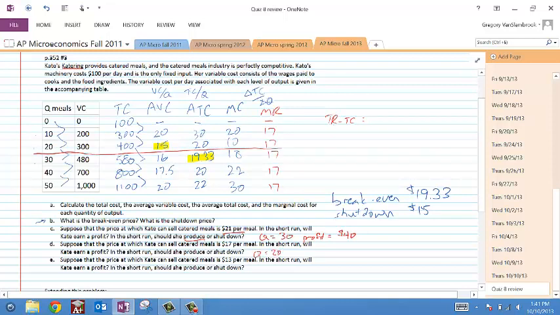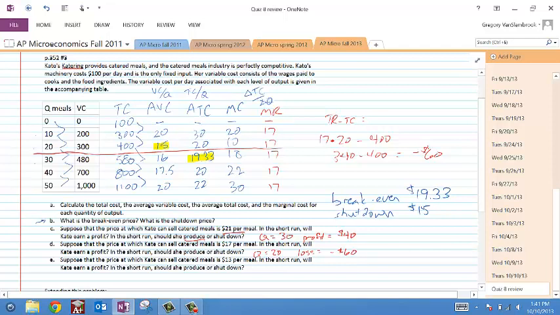And our profit or loss is going to be total revenue, 17 times 20, minus total cost of 400. 17 times 20 is 340. So negative $60. You could say our profit is negative $60 or our loss is negative $60. Either way I would count it right.